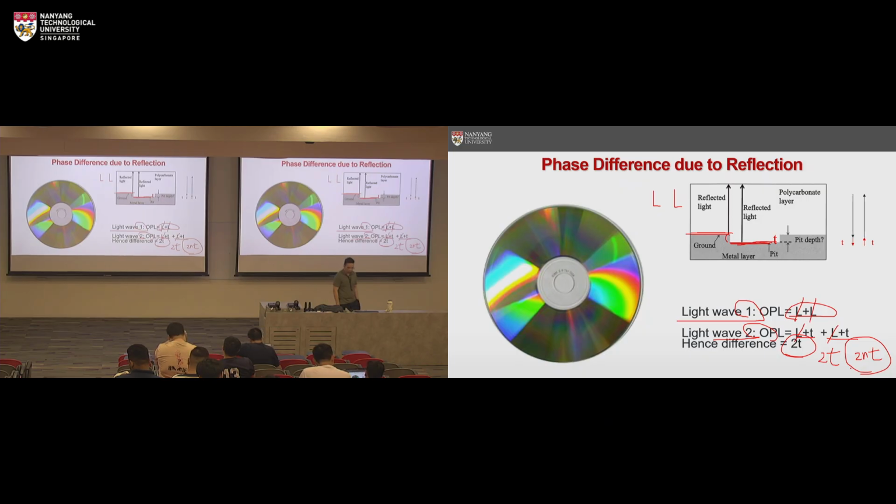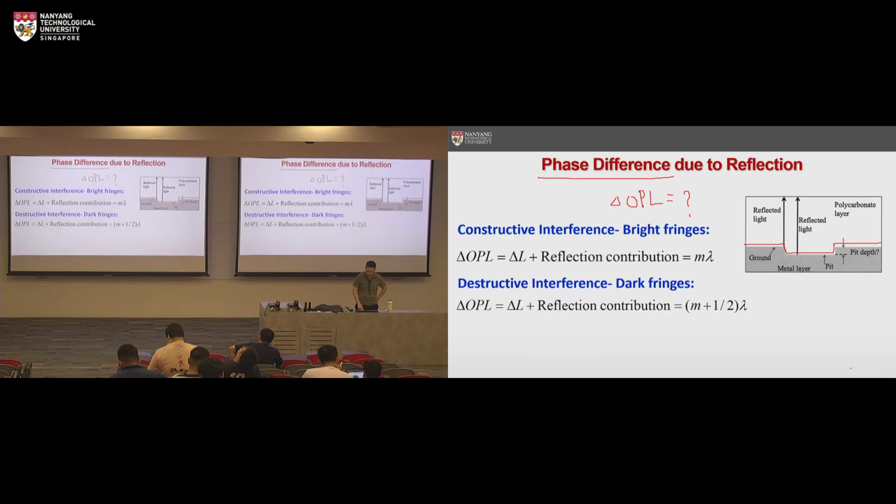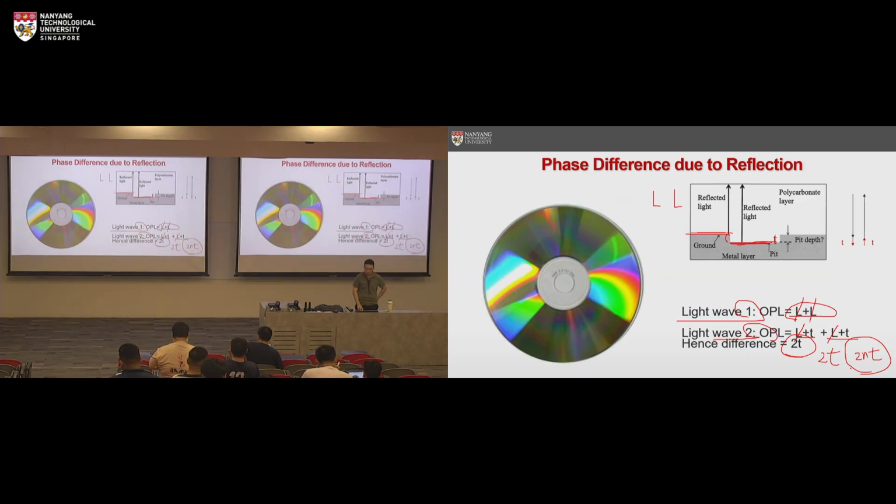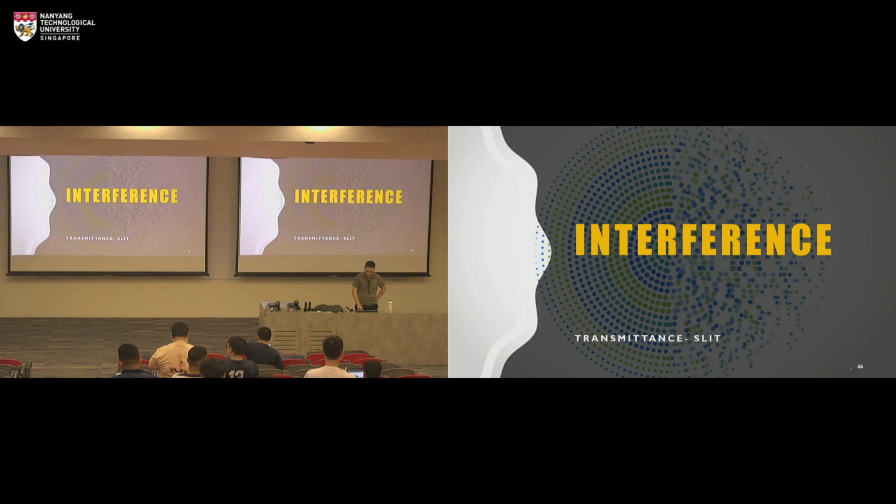So if you want to calculate your interference, you should also utilize 2nT equals m lambda, or 2nT equals m plus 1 over 2 lambda. All right, so think about it. We'll have a short break over here before we move on to the next part.